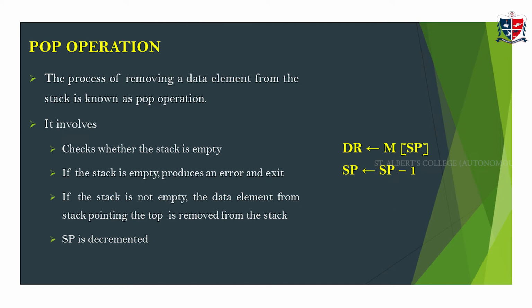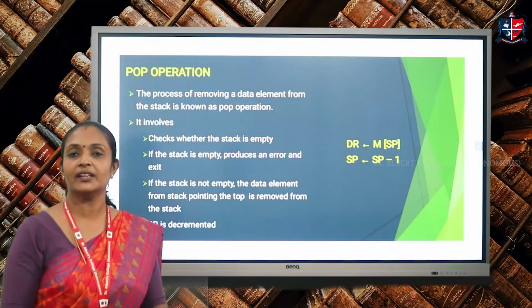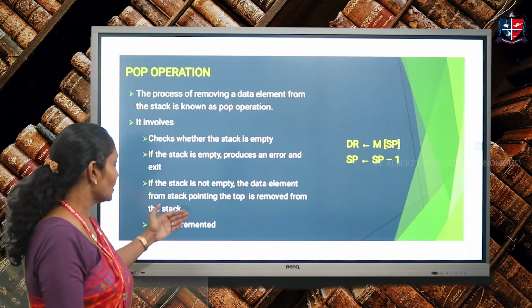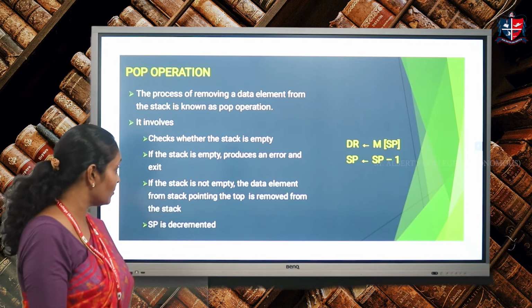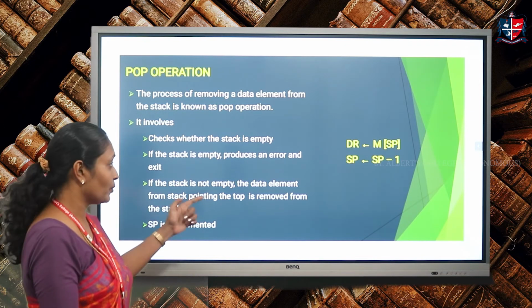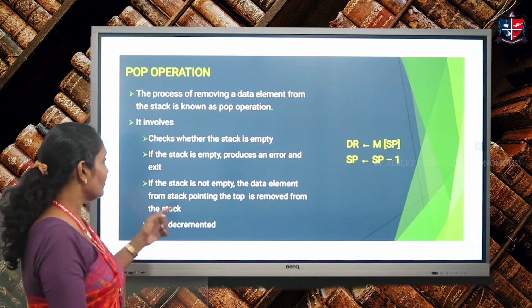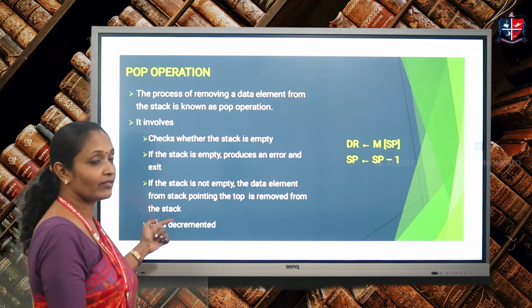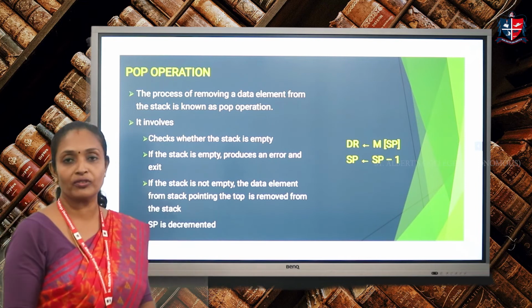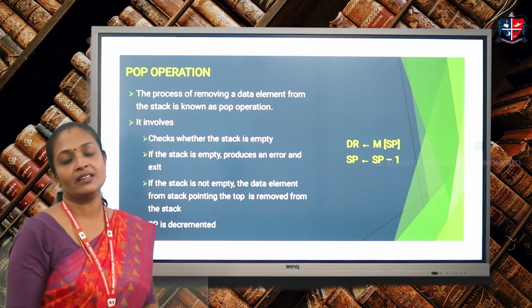The first step is to take the data which is stored at the stack pointer to the data register. That is, we have to move, or we can say retrieve, the data from the stack pointer to the data register. After that, the value of the stack pointer has to be decremented. So these are the steps. First, it checks whether the stack is empty, and if the stack is empty, it produces an error and exits. If the stack is not empty, the data element at the top of the stack is removed and the SP is decremented.